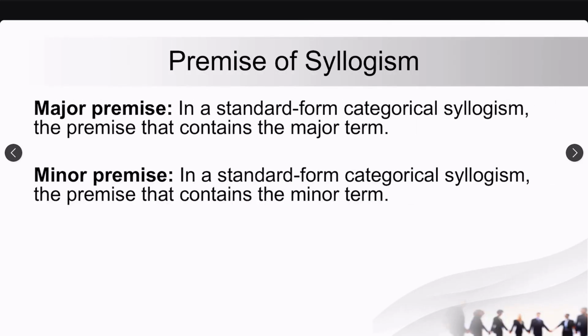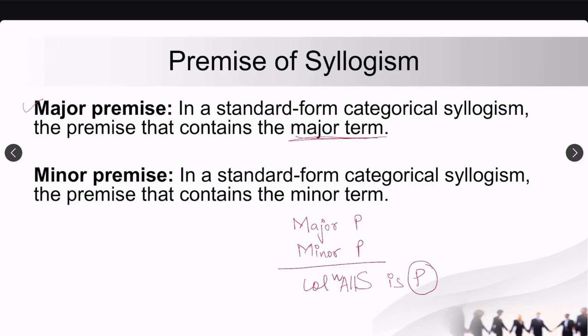We have premises of the syllogism, because it is said that आपका जो standard form है that should be major premise, and then we have minor premise, and then the last one is the conclusion. So in this particular case we'll see in a standard form categorical syllogism the premise that contains the major term, जैसे कि आपका हो गया S is P, let's suppose all S is P, तो ये जो आपका predicate term है वो आपका major में आएगा, and then जो आपका subject term है वो आपका minor में आएगा.